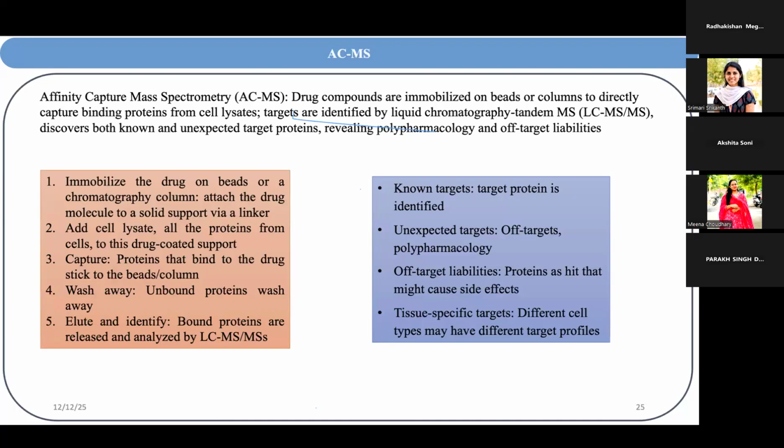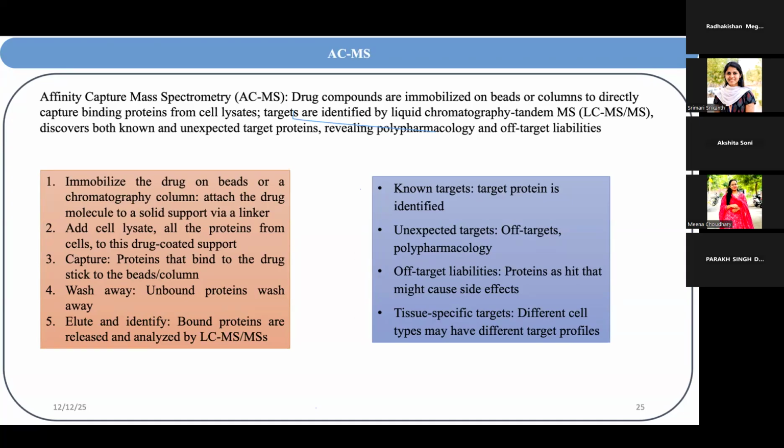Then comes the AC-MS. Here we use the drug compound itself as a probe instead of other isotopes and probes. We use our compound as a probe. So we immobilize the drug on beads of a chromatographic column and we add our lysate, which consists of all the proteins, and we capture. The proteins bind to the drug in the column, and we wash the unbound proteins, and we elute the bound proteins, and it is analyzed by the LC-MS.